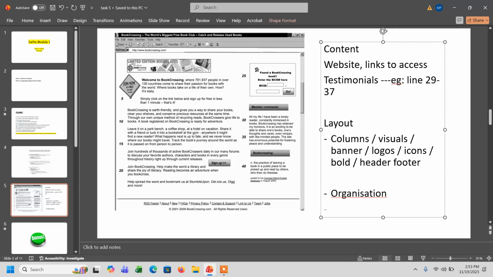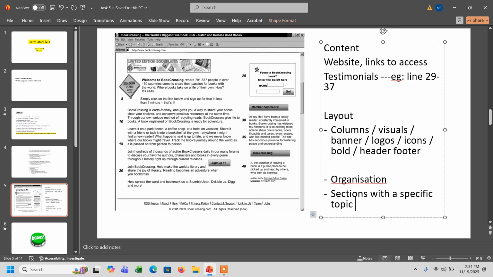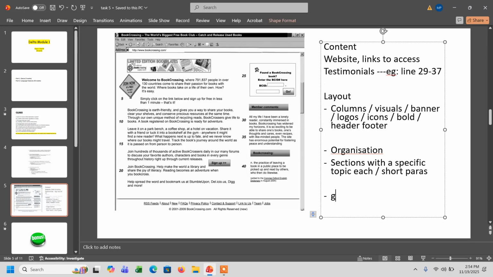How about organization? Organization is like sections with a specific topic each, right? Like the members' comments section, the BookCrossing section, this one. Okay, so this is the organization. Short paragraphs. Short paragraphs. Okay. CLOCKS. Grammar. How about the grammar?